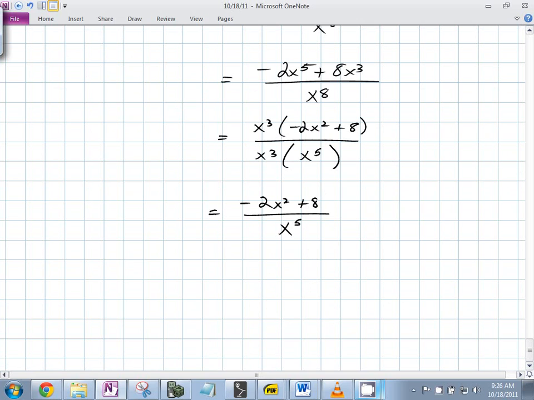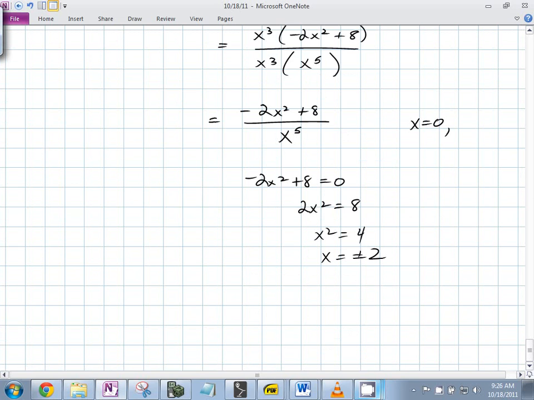Okay, so now we're looking for the critical points. That's going to be where x is equal to 0, right? And also where negative 2x squared plus 8 is equal to 0. So that's where 2x squared is equal to 8. That's where x squared is equal to 4, so x is equal to plus or minus 2. Whenever you've done work like this, and you end up with a nice answer, that's a good sign, right? So what do you need to test here? You have 0, 2, and negative 2 as your critical values.